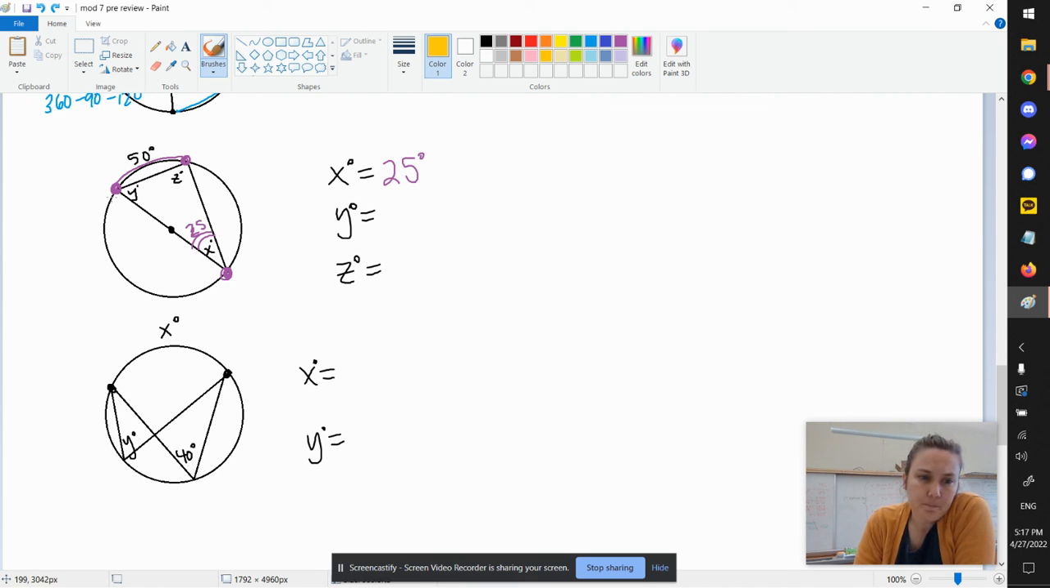In the same way, this half of the circle is 180 degrees because it's half of the circle, which makes z equal to 90, which is half of 180. To find y, I do 180 minus 90 minus 25 and get 65.